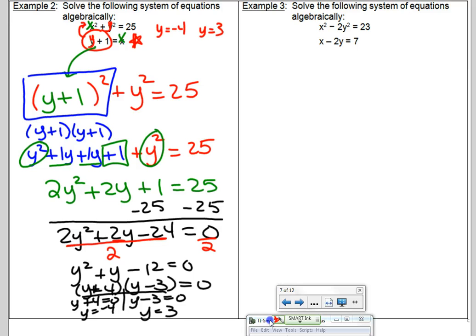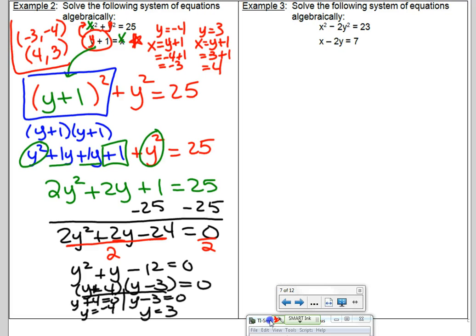So I know, based on that equation, that the x value is equal to the y number plus 1 more. So negative 4 plus 1 is negative 3. So one of your answers is going to be negative 3 for x, negative 4 for y. The other answer comes from the y equals 3. So I know this is true. Plugging in 3, you get 4. Again, the x is 4 and the y is 3. And those are your answers.